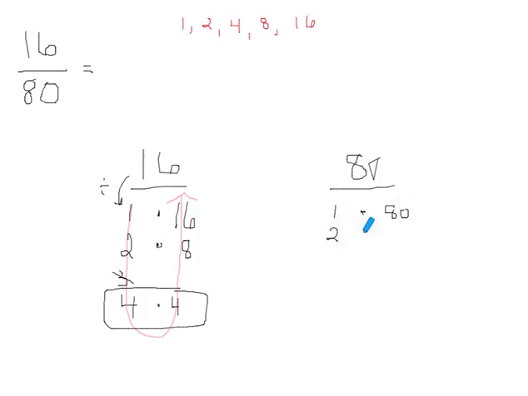Go to 2. 80 divided by 2 is 40. Go to 3. 80 divided by 3 is, I keep forgetting that one. I don't think it's a factor. Yeah, it's not a factor. 80 divided by 4 is 20. 80 divided by 5, I think, is 16. 80 divided by 6, it's not a factor. 7 is not a factor. 8 is 10. 9 is not a factor.